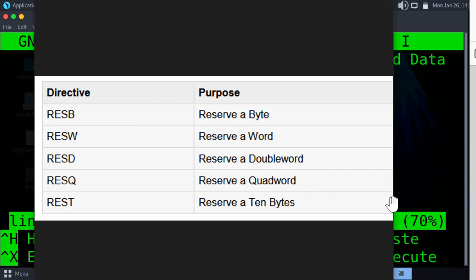So those are the directives we use when allocating storage space for uninitialized data. We shall take a look at examples in other parts, but not in this part. In the next part we shall take a look at multiple definitions.